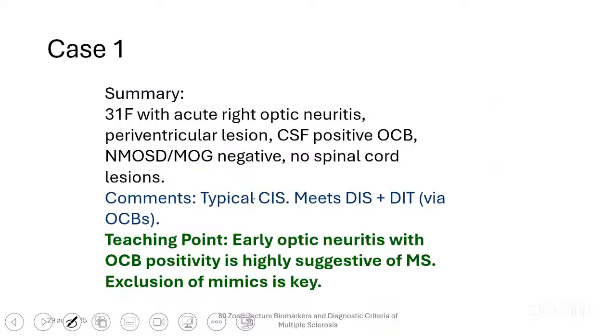So 31-year-old female with acute right optic neuritis, periventricular lesions, CSF positive OCBs, NMOSD negative, no spinal cord lesions, typical clinically isolated syndrome, meets a diagnosis, DIS and DIT via OCBs. So early optic neuritis with OCB positivity is highly suggestive of MS, and the exclusion of mimics is key in this case, right?